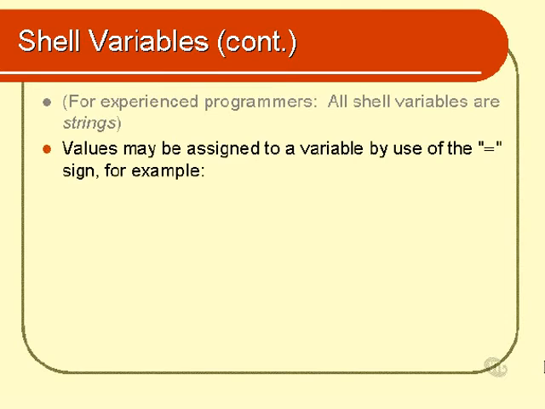And now, for everybody again, values may be assigned to a variable using the equal sign. An example of that is sport equals basketball. We are assigning the value basketball to the variable called sport.